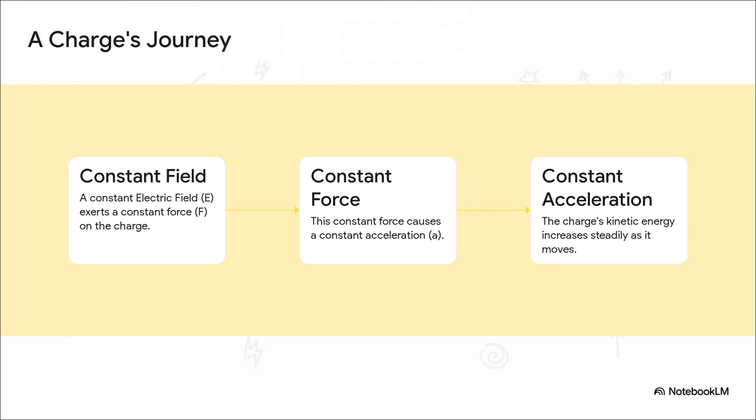It kicks off this beautiful chain reaction. The constant field creates a constant force. And what did Newton teach us? A constant force creates a constant acceleration, just like an apple falling near Earth's surface. And what that means is our charge picks up speed at a perfectly steady, predictable rate.